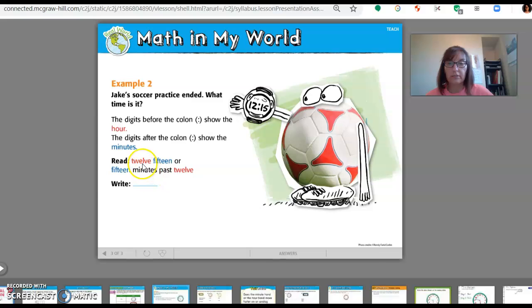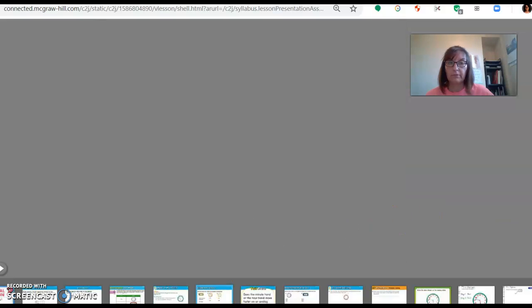We read this as 12:15 or 15 minutes past 12. And we write it as it is on his watch, 12:15. So when we're reading it, we write the words. When we're writing the time, we write it in digital numbers. And so on the bottom part of this page, we're going to be doing the guided practice.